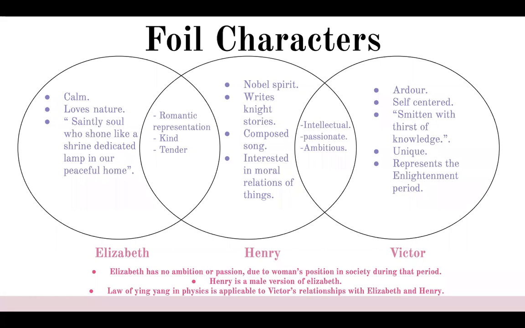So first we have Elizabeth and Victor, who are obvious foil characters, and I spoke about this and what makes them compatible. Now we add Henry to the equation. Now, why do we add Henry to the equation? Because he gives us a specific significance. He sheds light on the theme of passive women. Now, let's begin with analyzing each character first.